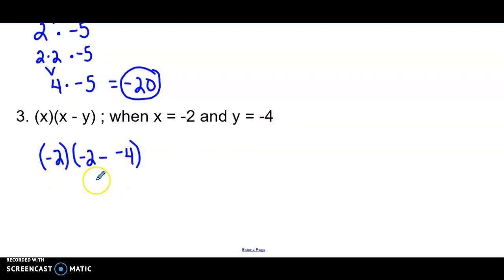Okay, let's simplify. So we have -2 times, we have a parentheses that we can simplify, order of operations. So -2 minus -4 is 2, right? Keep, change, change. So then we have -2 plus 4 is +2. Then I'm going to simplify -2 times 2, which equals -4. And that's our final answer.